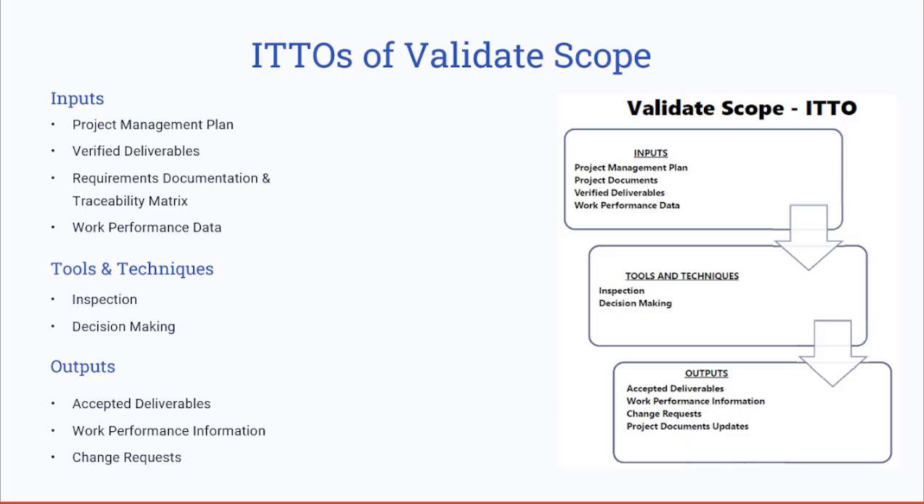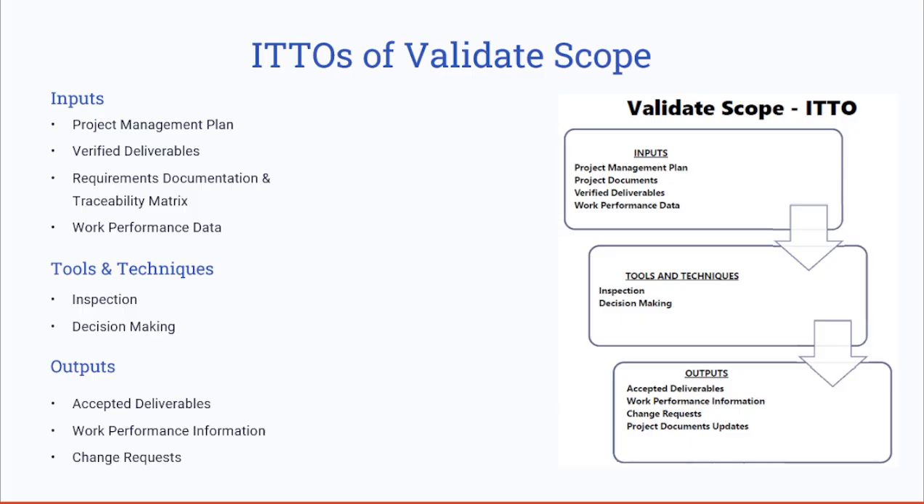We also have the work performance data, which is the information on deliverables status. The deliverable status and the defect report can be considered part of the work performance data. Now let's move to the tools and techniques.